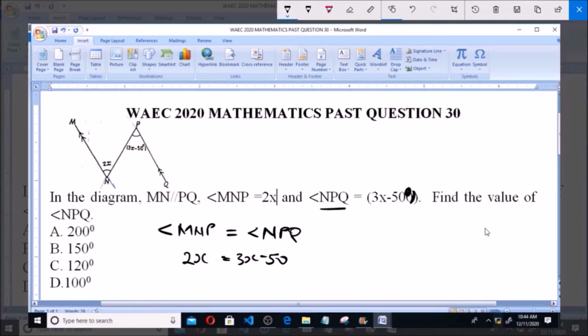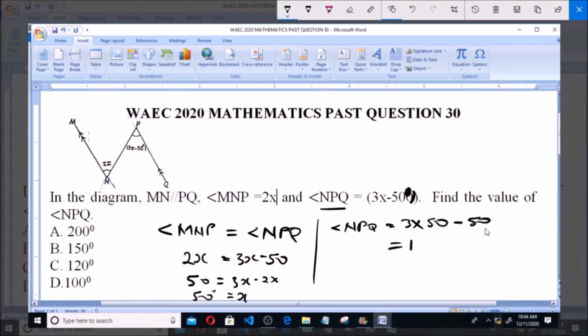So from here, collecting like terms, 50 is equal to 3x minus 2x. So 50 degrees is equal to x. So x is equal to 50 degrees. Now angle NPQ is equal to 3 times x minus 50, that's 3 times 50 minus 50, and that is equal to 150 minus 50, and that is equal to 100 degrees. So the answer to this question is option D, 100 degrees.